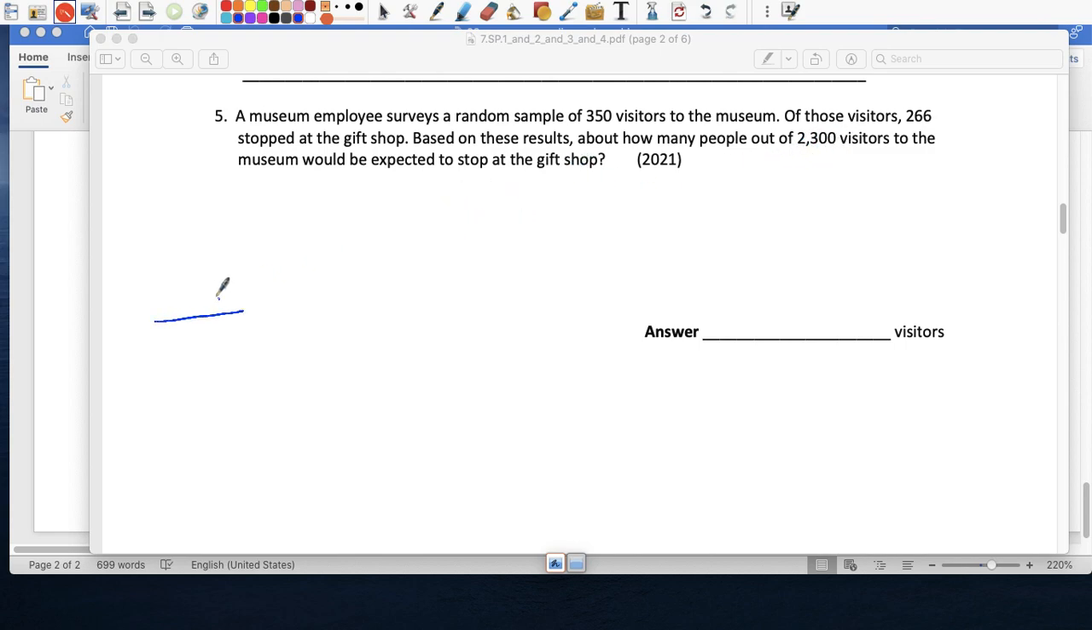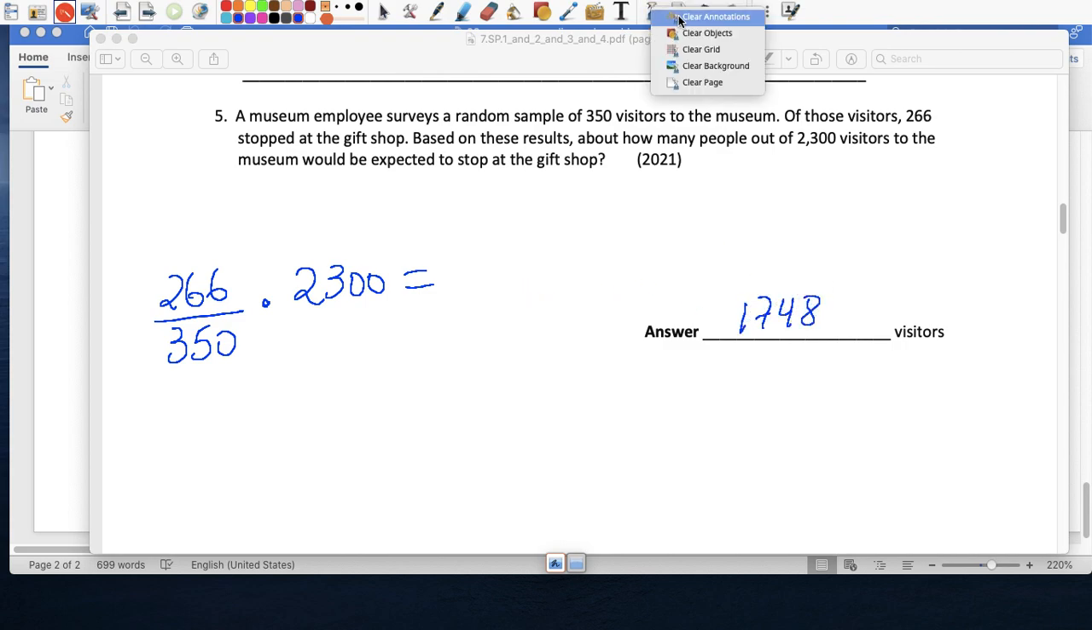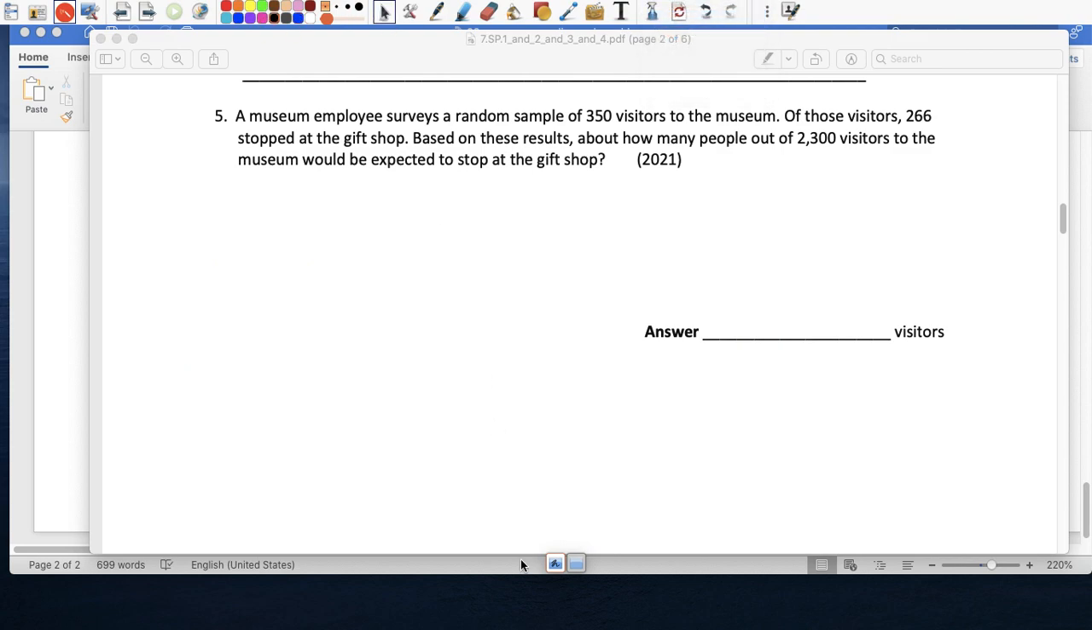So 266 out of 350 visited the gift shop. So if you had 2,300, how many of those would visit the gift shop? Well, 266 divided by 350, then multiply that by 2,300, and it should be 1,748. And again, you saw this question on your test.